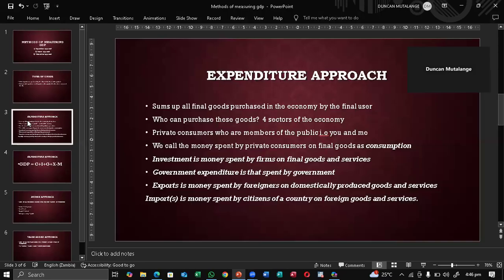That Coca-Cola will be recorded as consumption. The money that I spent on Coca-Cola will be recorded as consumption. So, consumption is simply the money that is being spent by private consumers on domestically produced goods and services. All right.